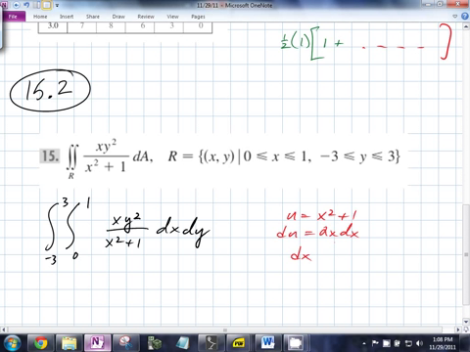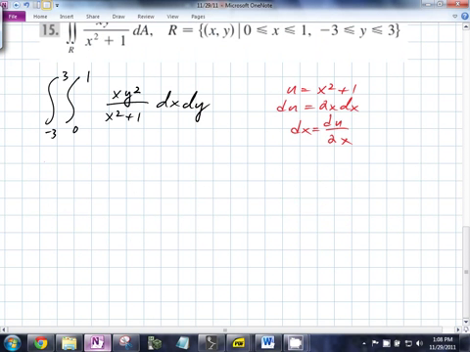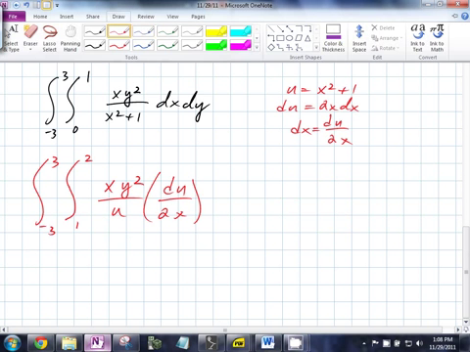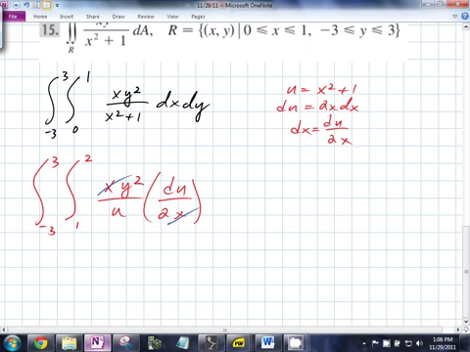Can we just fail at this first or find out if it works? Let's do that first. Dx equals du over 2x. So what do we have to do here? -3 to 3, but then what changes? Limits. 1 to what? To 2, of x, y squared over u times du over 2x, what magically goes away? That's so awesome. So that's 1/2 integral from -3 to 3, integral 1 to 2 of y squared over u du dy, right?